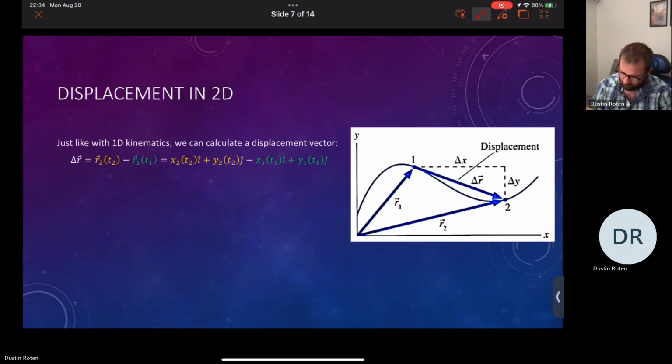Oh, there we go. All right. So just like with 1D kinematics, we can actually calculate a displacement vector. Yeah, I just want to make sure I didn't skip anything. All right.